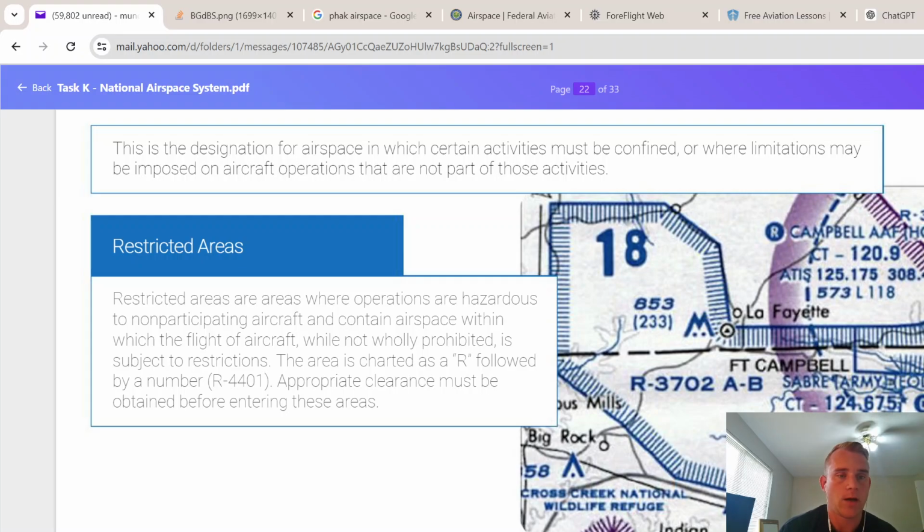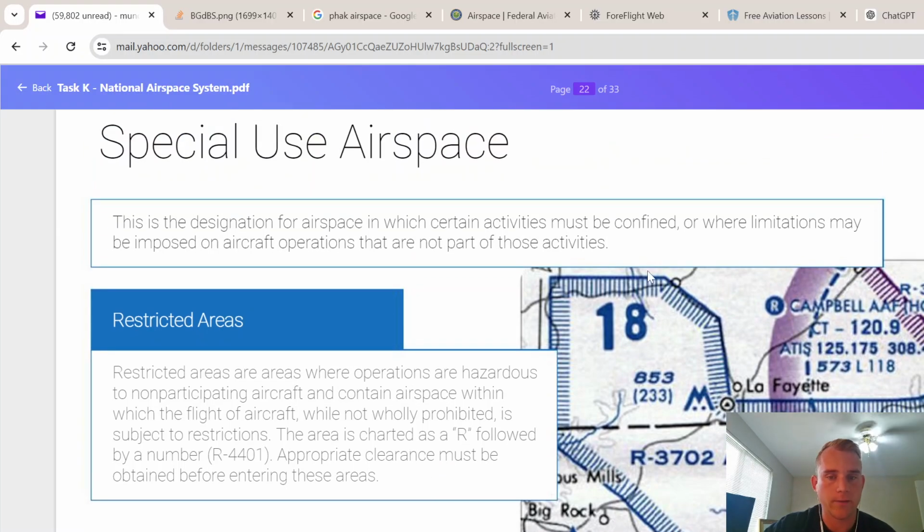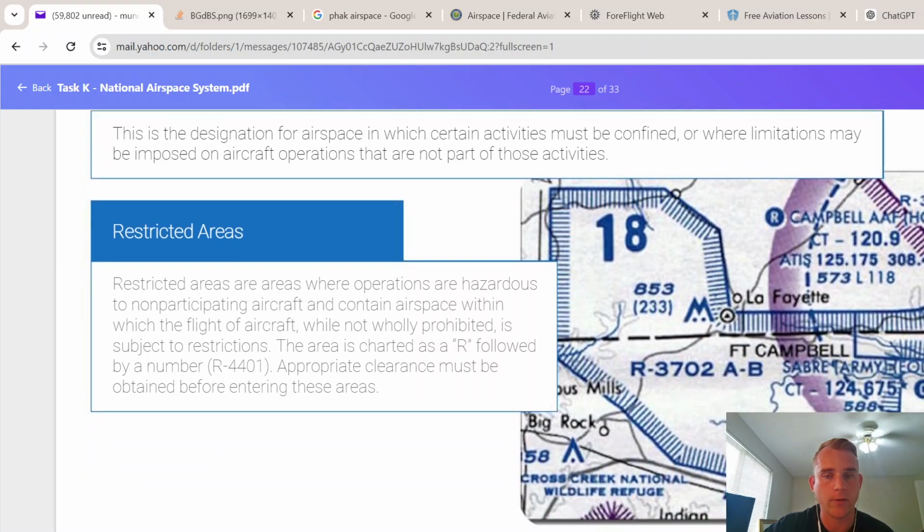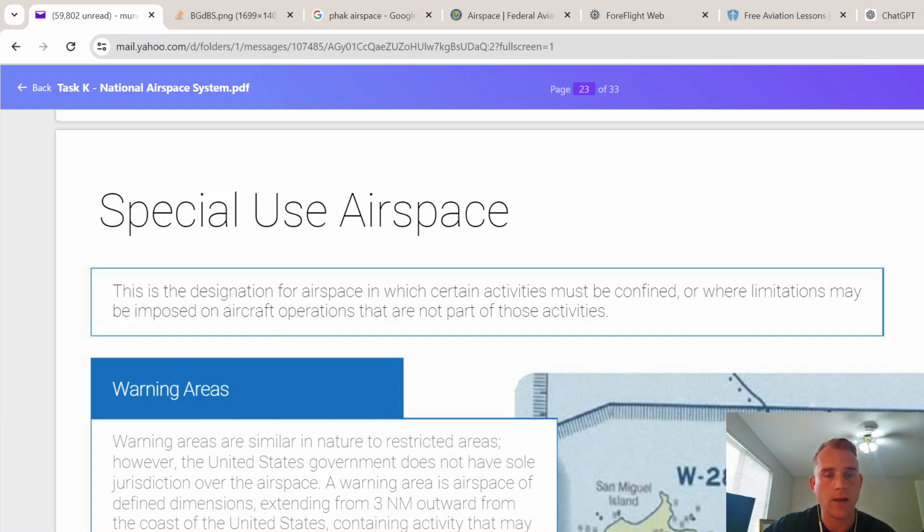Okay. And right here, you have the number, restricted 4401. Look on the back of the sectional. You have information about it. Okay. Appropriate clearance must be obtained before entering these areas. Looks like an inverted fence. It's marked in blue. Says R for restricted with its code. All right, warning areas.